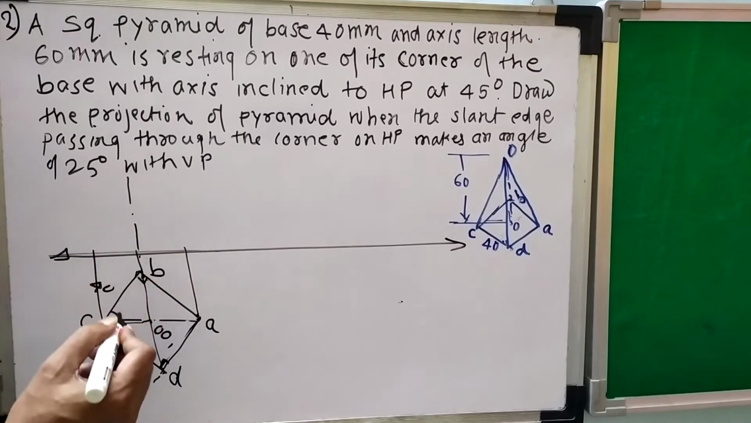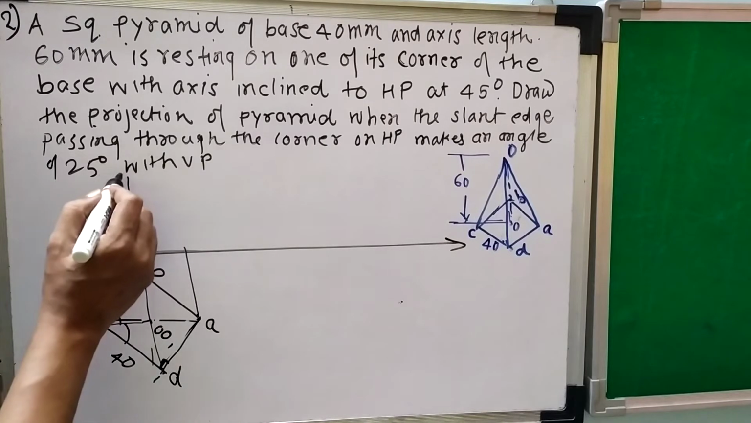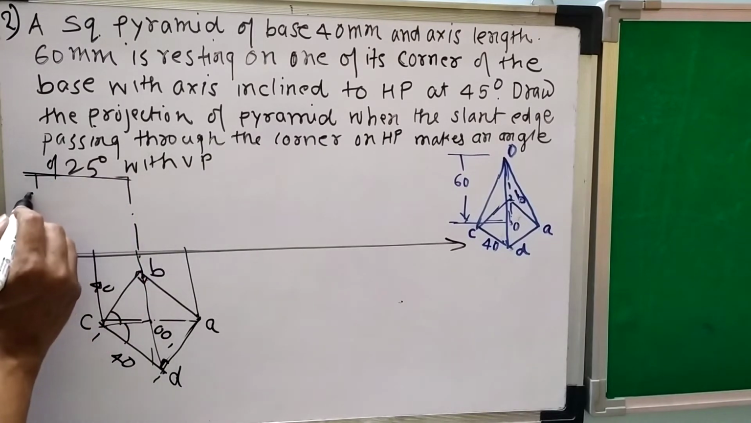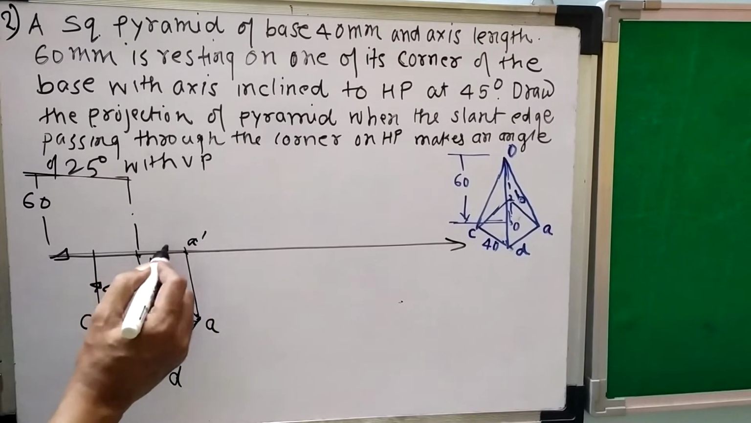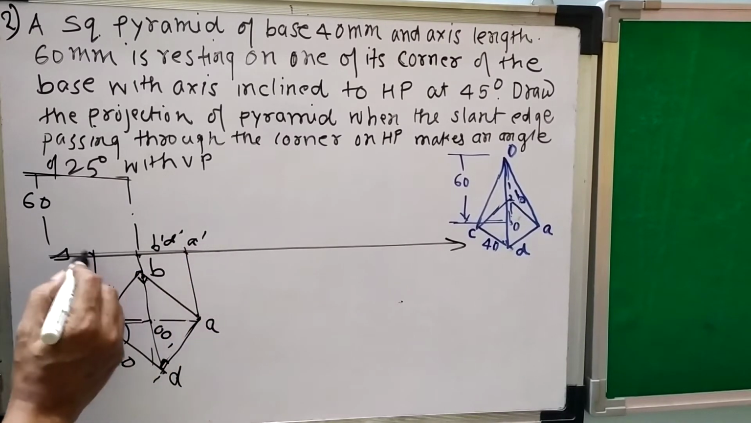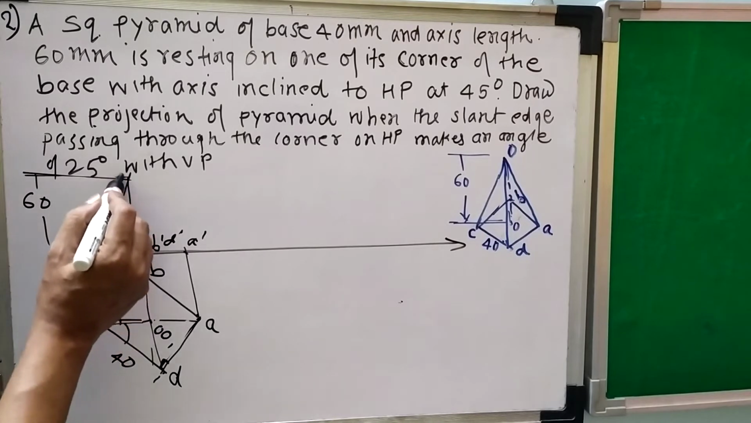Okay, now I will take this axis side height; this axis height is 60. I will take this A dash, this is B dash, D dash, and this is C dash. I will join this.